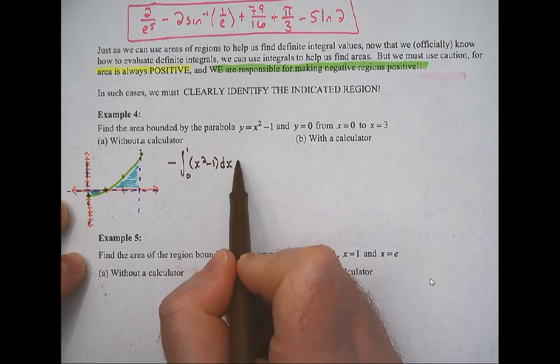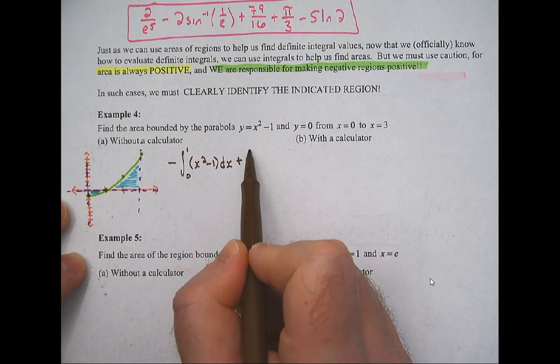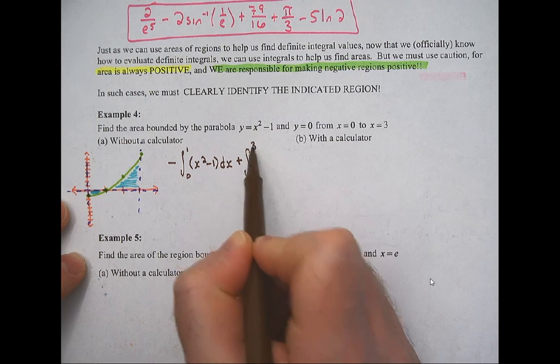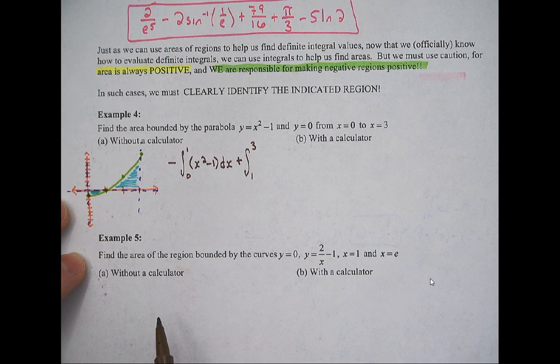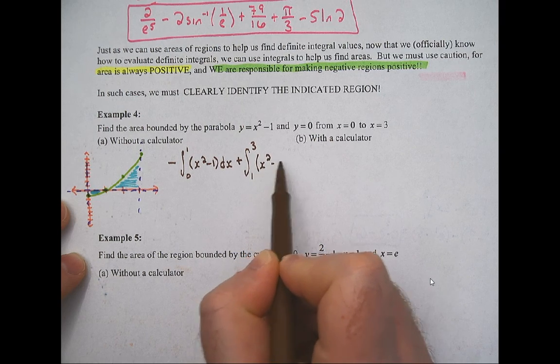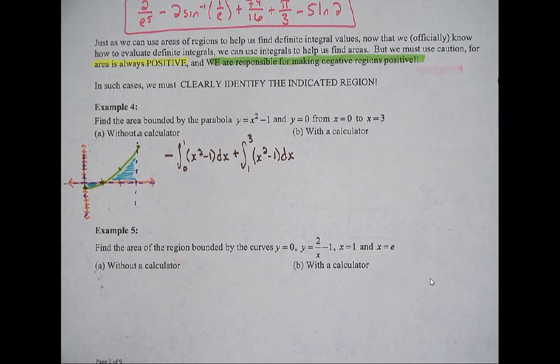And then I'm adding on the next region, but that region is positive, so I don't need a negative in there. That region goes from 1 until 3. My curve is still x squared minus 1. Don't forget your variable of integration. All right, let's see if you got there. Good. If not, go back and rethink it.